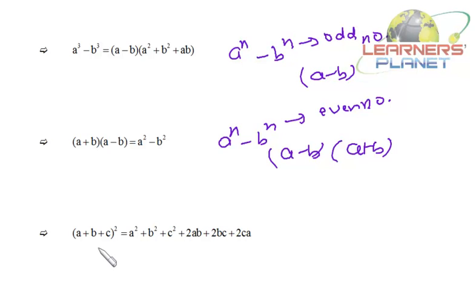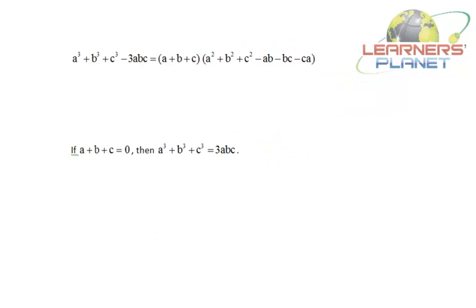Okay, similarly (a+b+c)² = a² + b² + c² + 2ab + 2bc + 2ca. You have to memorize this formula. Okay friends.